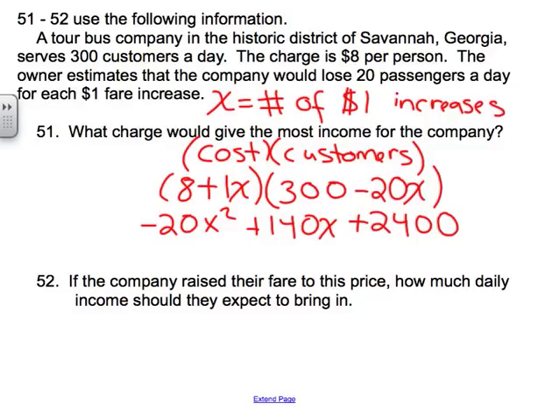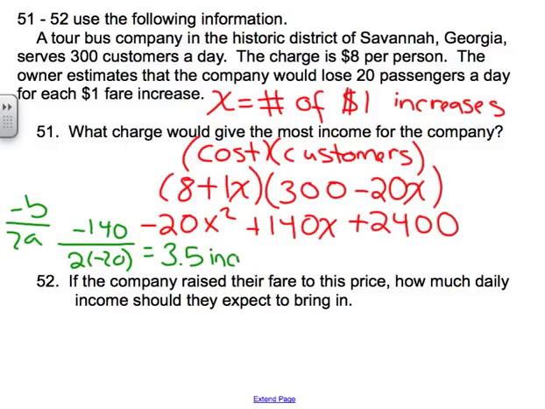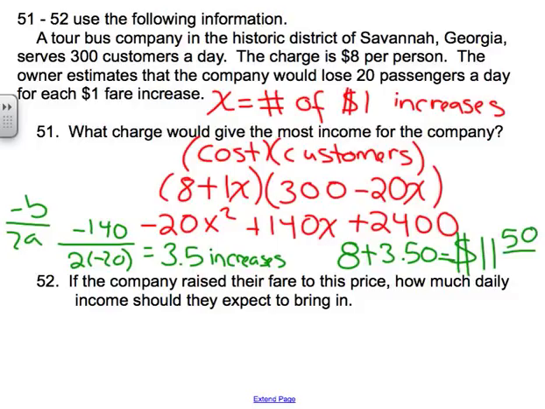Now we have our quadratic equation. I fill in and do my negative b over 2a to find out my x value. How many increases do I need? So I take negative 140 all over 2 times negative 20. Simplifying that up, I come up with 3.5. So we're going to do 3.5 increases. Now each increase is $1, so that means I'm increasing it by $3.50. So my price was 8. I increase it by 3.5. I now need to charge $11.50 to maximize my profit.